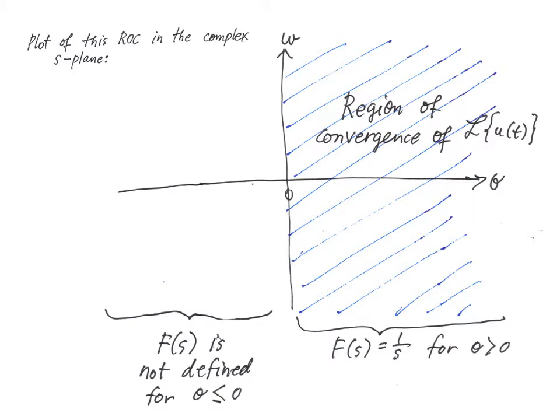Plotting this in the complex S-plane, we see for the left half S-plane, F of s is not defined, including the j omega axis. The omega axis, the vertical axis, is also outside of the region of convergence. Only for positive non-zero values of sigma is F of s obtained to be 1 over s when solving that integral. So that is the region of convergence of the Laplace transform of the unit step function.